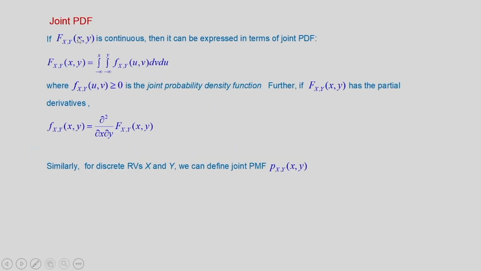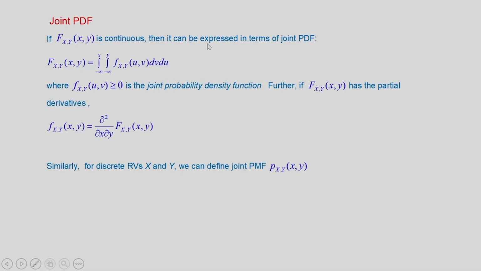Joint PDF. Now we will go to continuous random variables. If the joint CDF is continuous, then it can be expressed in terms of the joint PDF. This is the basic expression: the joint CDF can be expressed as the double integral from minus infinity to x and minus infinity to y of small f_XY(u, v) dv du. This is the relating expression between the CDF and the PDF.